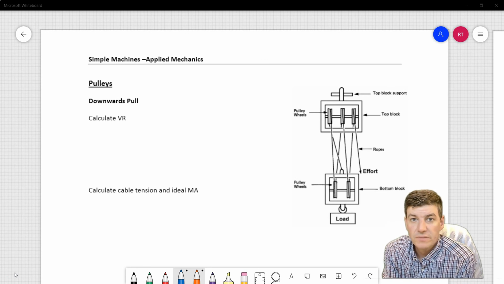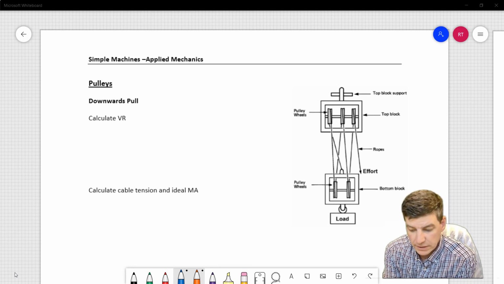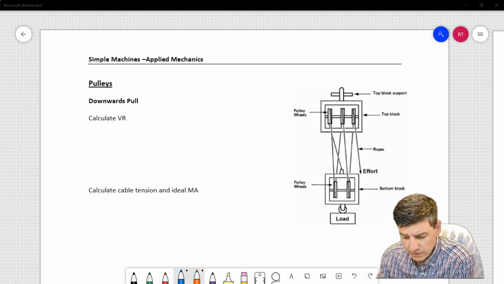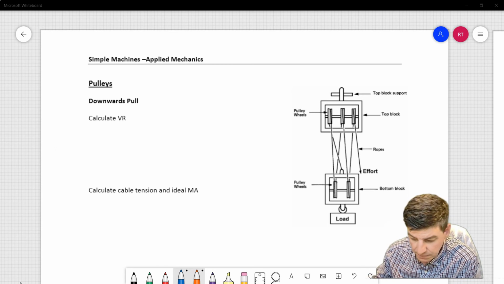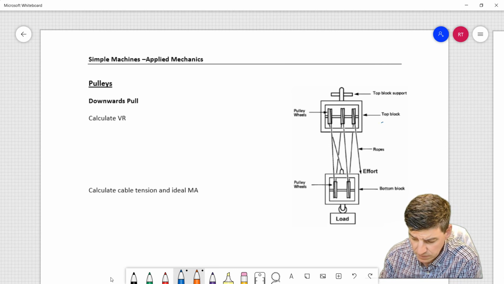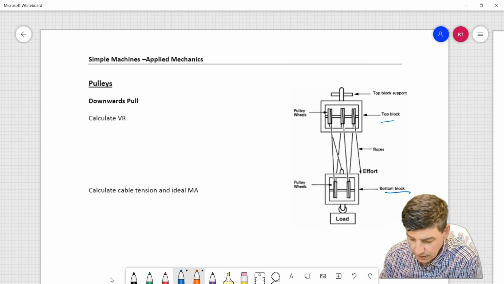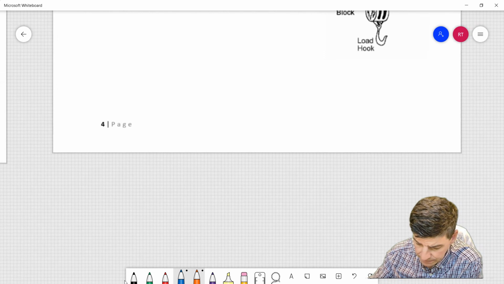The next simple machine that we need to be able to figure out VR for is a system of pulleys. We have a standard arrangement of pulleys where one continuous string goes up, down, up, down, up, down through a series of pulleys held together in what would be called a block. Bottom block, top block, load block, but basically a collection of pulleys.